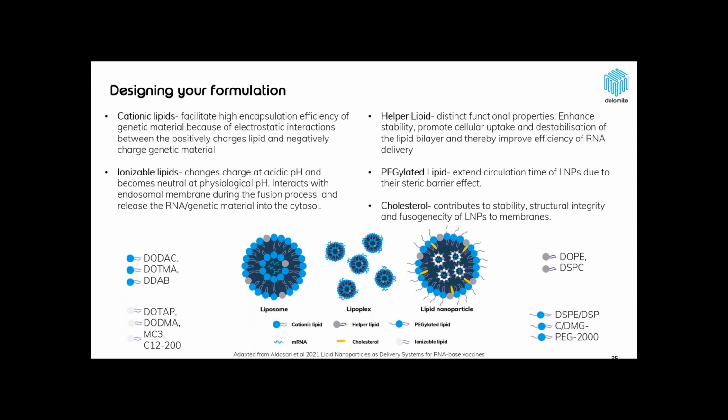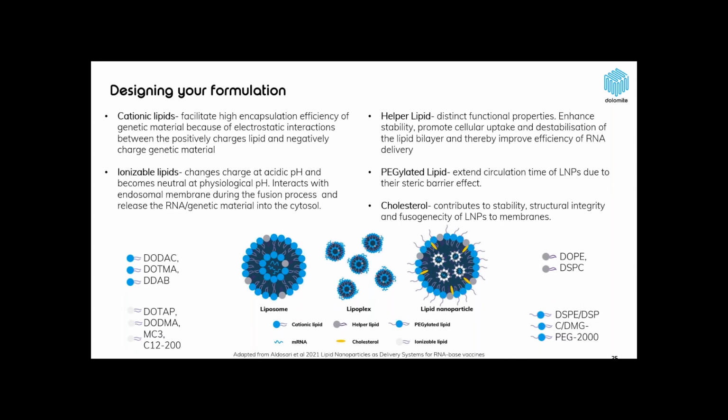Recently, ionizable lipids have gained much more popularity because they can change charge at acidic pH, so they become neutral at physiological pH, and they interact with endosomal membranes during the fusion process and release the RNA into the cytosol. So they are gaining much more popularity in conjunction with cationic lipids. So it's important to consider which one you want to go ahead and use.